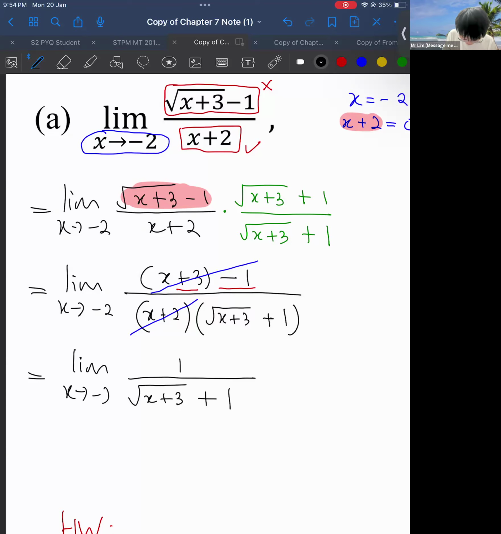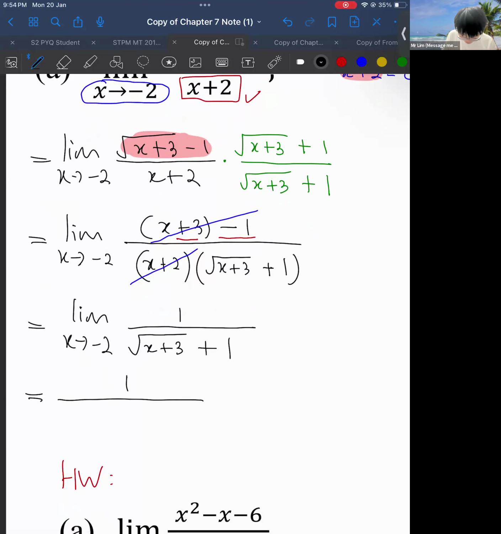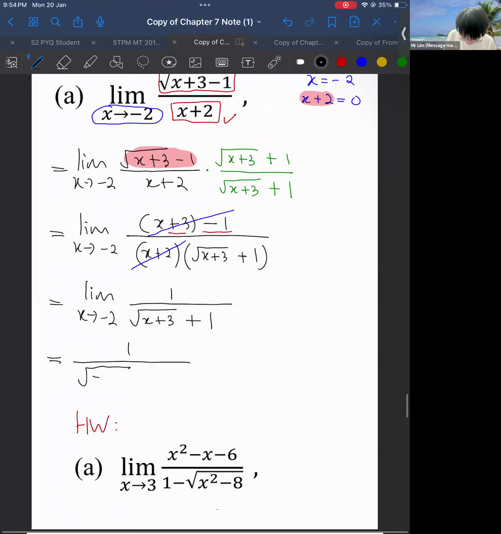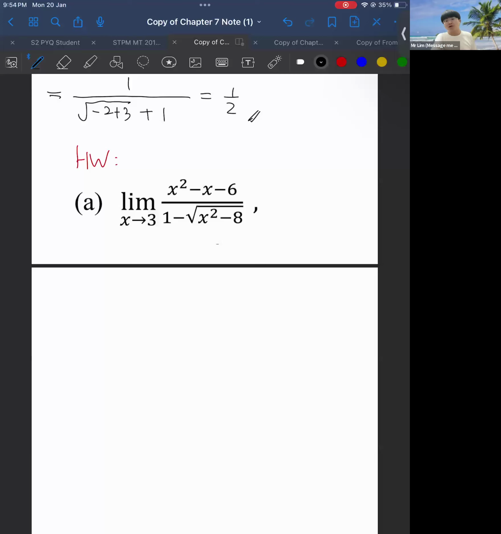And finally, substitute x equal to -2. Square root of 1, plus 1, gives 1 over 2. Okay, good. Let's try the last one before you leave. This one requires more techniques. I think it's correct.